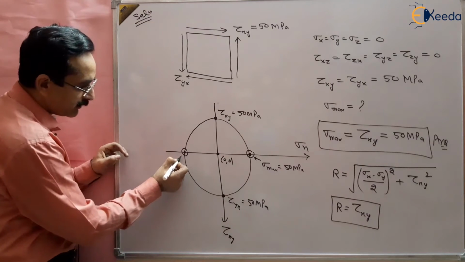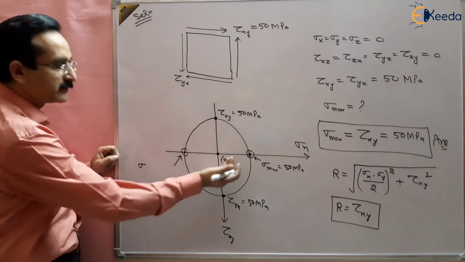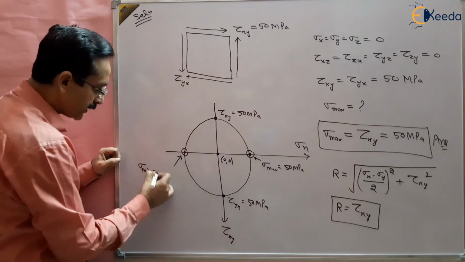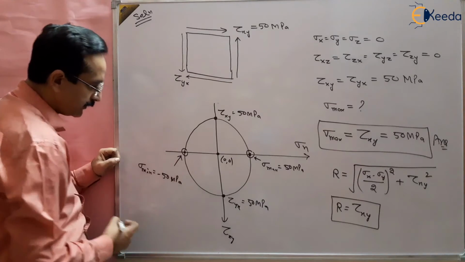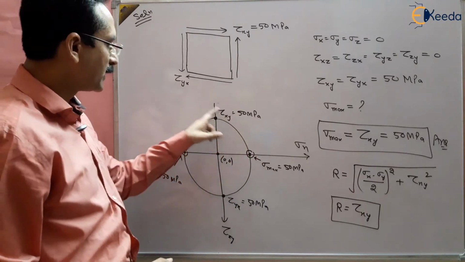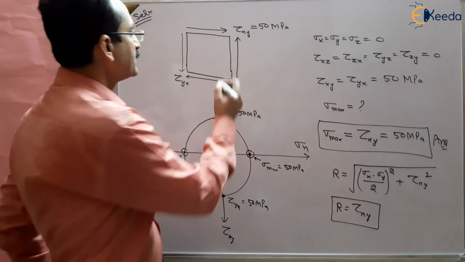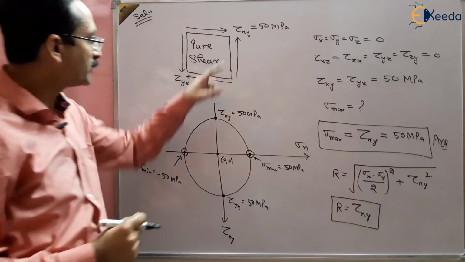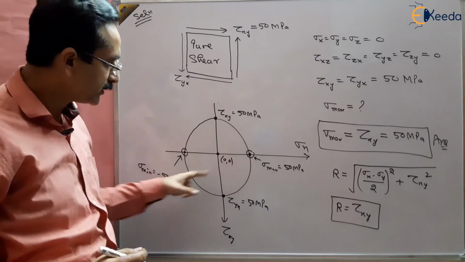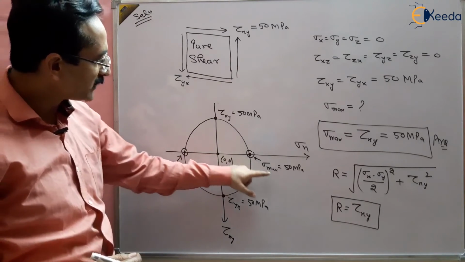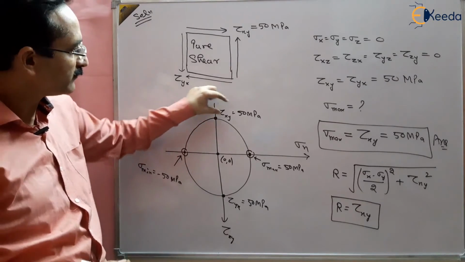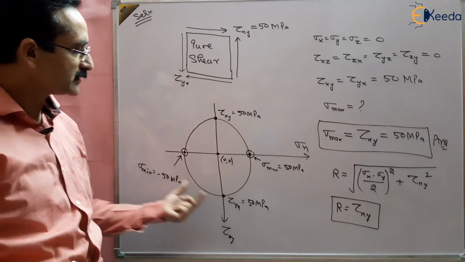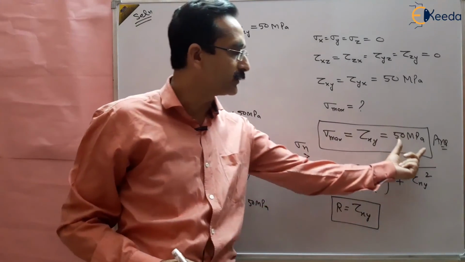And sigma minimum is equal to the negative of this, that is minus 50 megapascal. So for a pure shear element, the center of the circle passes through the origin, and the maximum normal stress is equal to the applied shear stress, that is 50 megapascal. So shear stress and maximum normal stress will be equal, that is 50 megapascal.